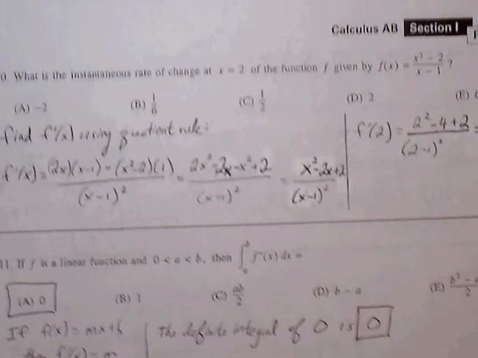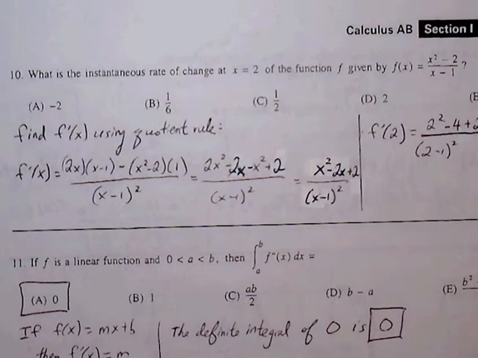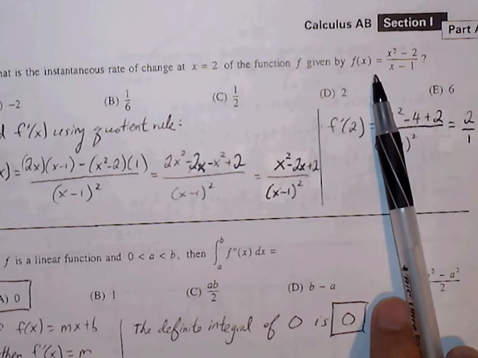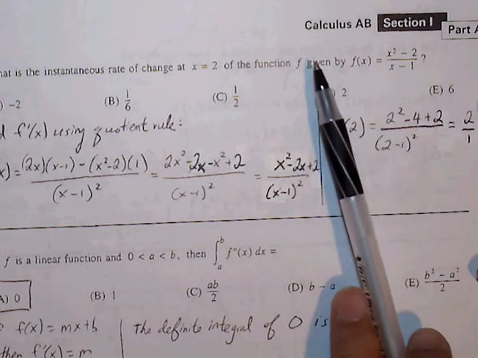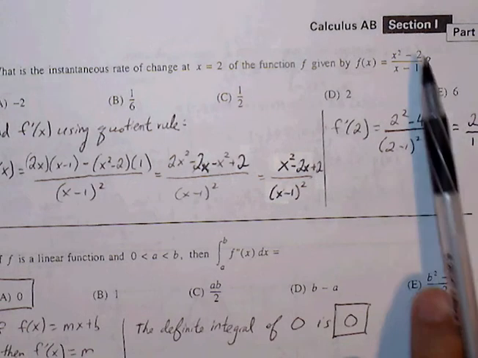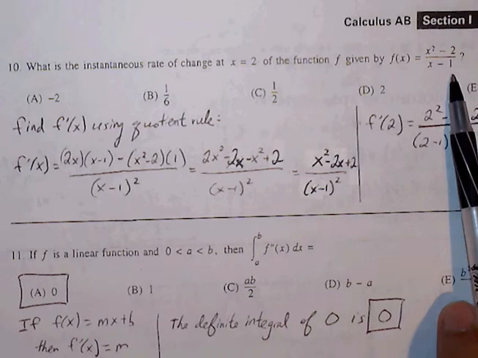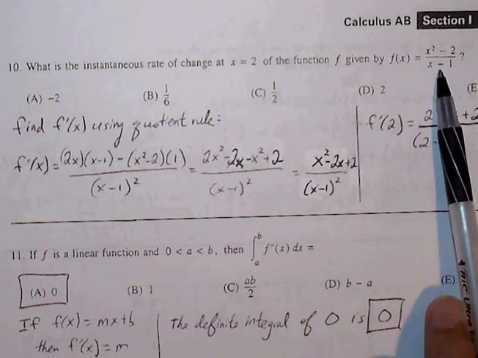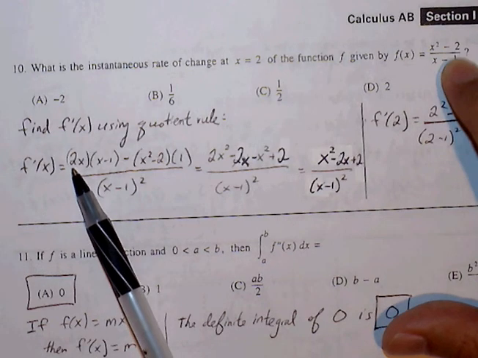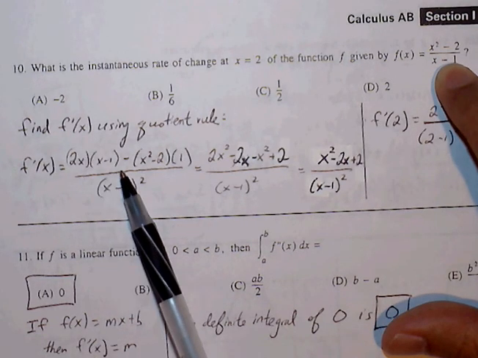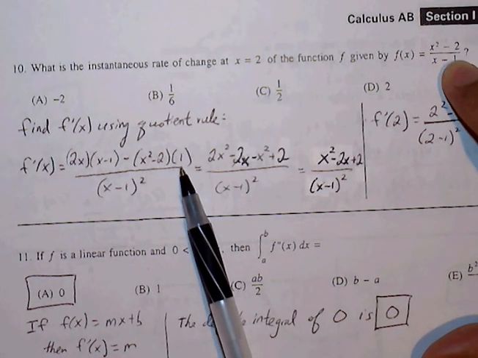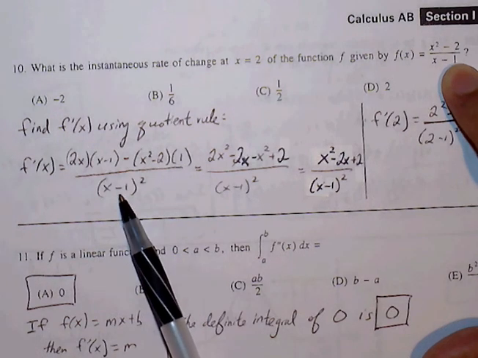All right, number 10. What is the instantaneous rate of change at x equals 2 of the function f given by f of x? Now, if we want to find the instantaneous rate of change, this is essentially asking us to find the derivative. And if we find the derivative for a function that looks like this, we're going to have to go through quotient rule, which is f prime g minus f g prime all over g squared. So x squared minus 2, the derivative is 2x times g of x minus the top function, x squared minus 2, times the derivative of the bottom function, x minus 1 becomes 1, all over the denominator squared.